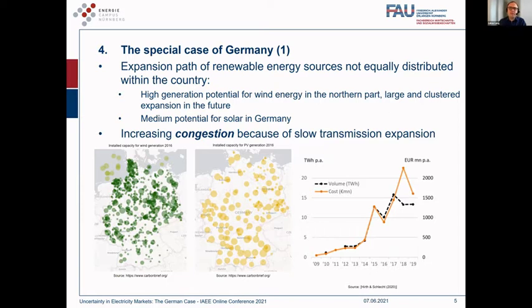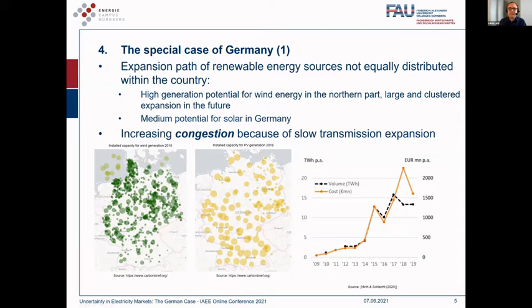There is an expansion path of renewable energy sources in Germany, which is not equally distributed within the country. As you can see down on the left in this graph, this is the installed capacity for wind generation in the year 2016. And you can see this is very much clustered in the northern part of Germany, but not at all in the south. And for solar energy, so PV systems, also for the year 2016, this is much more equally distributed, but there is only some medium potential for solar PV in Germany, basically.